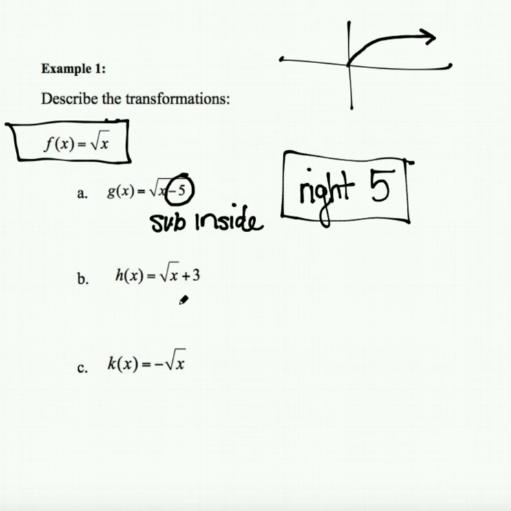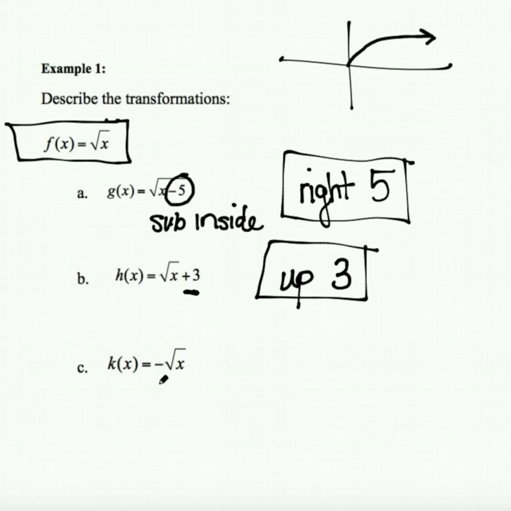All right, moving right along, h of x is equal to the square root of x plus 3. Notice we are adding on the outside. It is outside of the square root. When you're adding outside, that is going to send your graph up. So this particular one is going to go up 3 units.